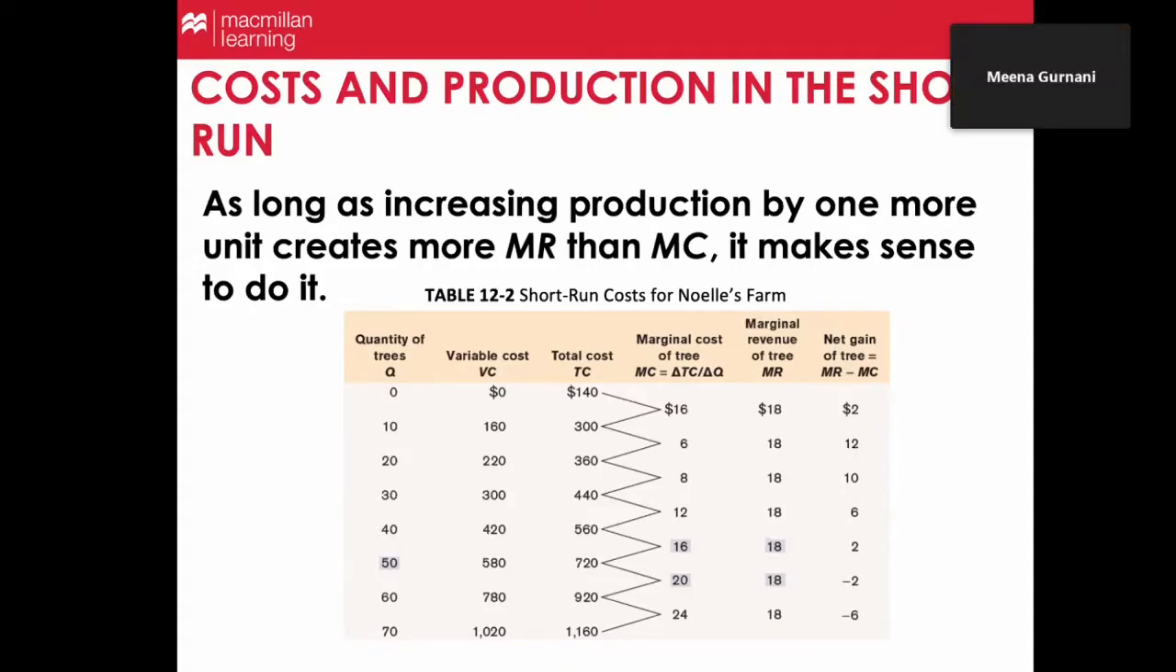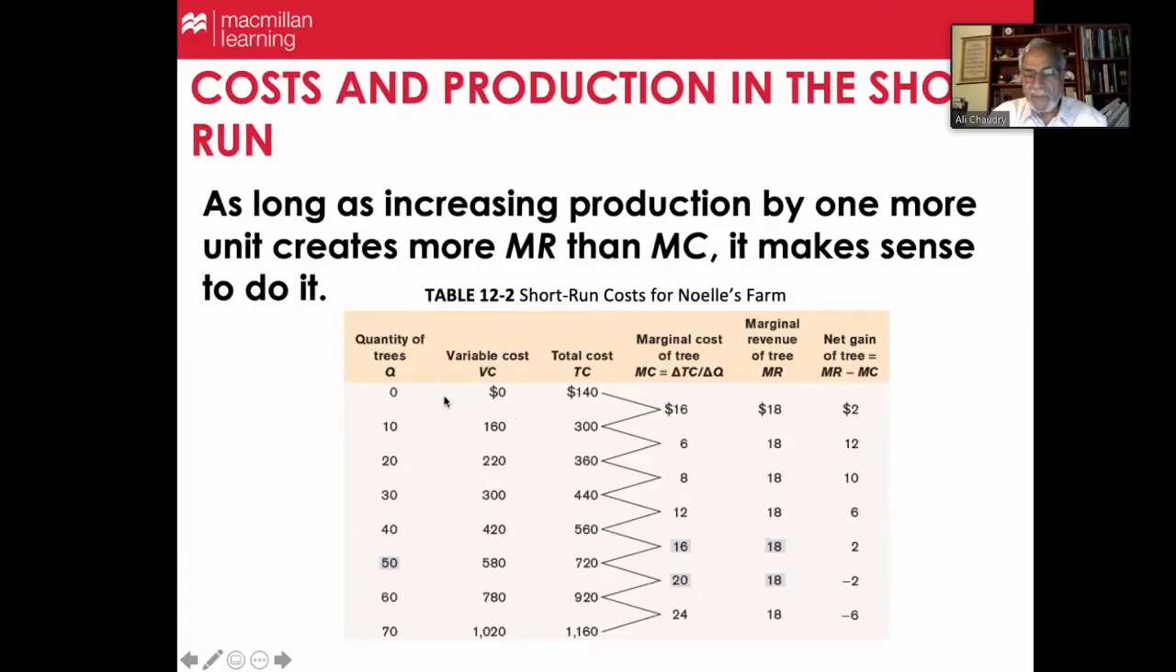So $160 is the total variable cost for 10 trees. And then we see that when we add the $140 fixed cost that we had to the $160 variable cost, we get the total cost for 10 trees of $300. Okay. So now we want to derive the marginal cost.